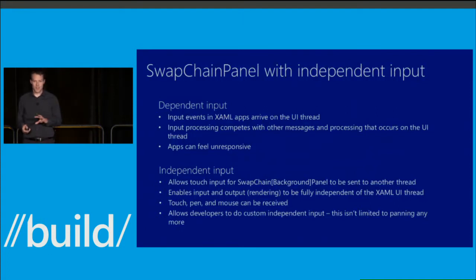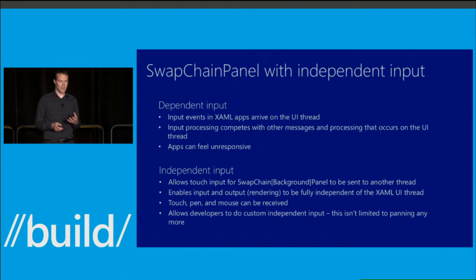So talking a little bit about the different kinds of input, dependent input is the kind of input we call that arrives on the XAML UI thread. So most of the pointer events that you would subscribe to on a XAML element will come up on the XAML UI thread. So pointer pressed, pointer moved, pointer released will all have been on the XAML UI thread in Windows 8. This means that those events can compete with other work that's happening on the XAML UI thread. It's a pretty busy place to be.